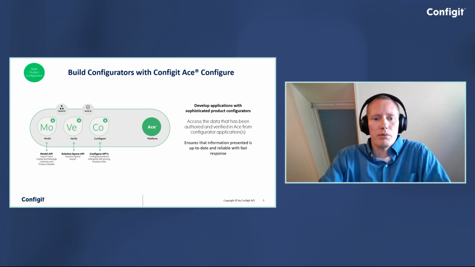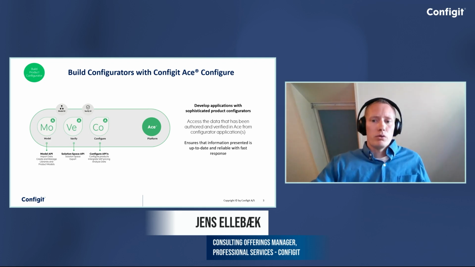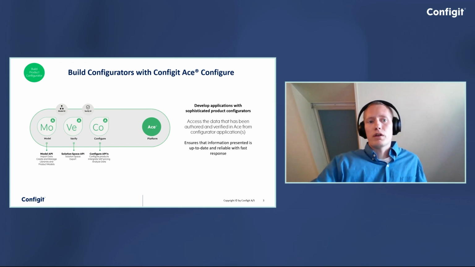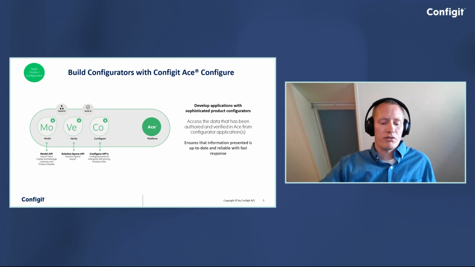Really what the ACE Configure APIs do is they allow you to access the data that has been authored and verified already in ACE Model from any configurator application that you're building. And by utilizing ACE Configure, you're certain that the data you're relying on is the latest and greatest that has been released from ACE Model, but at the same time is also data that has already been compiled and therefore is both reliable and has a fast response.